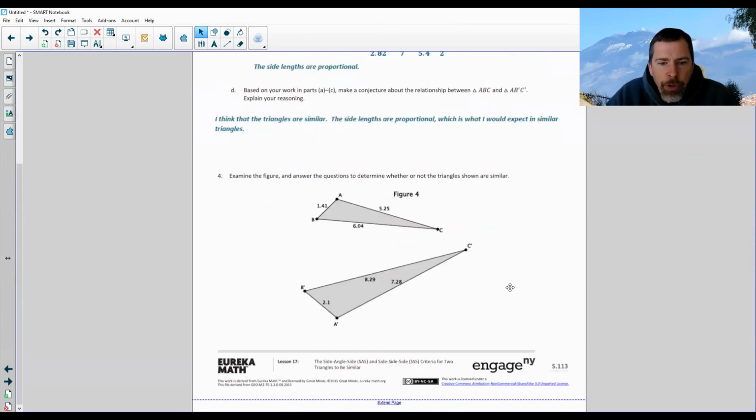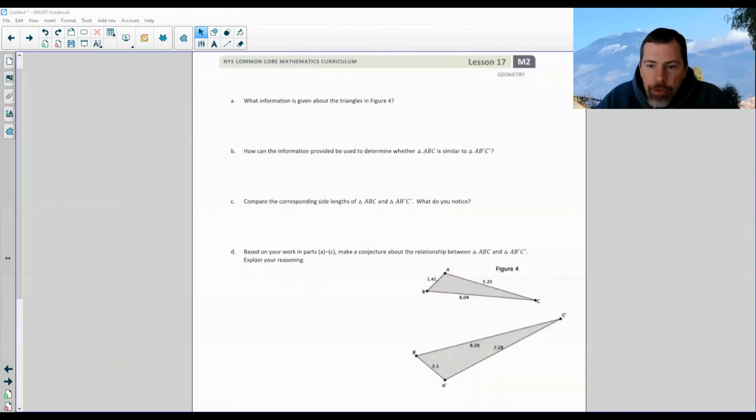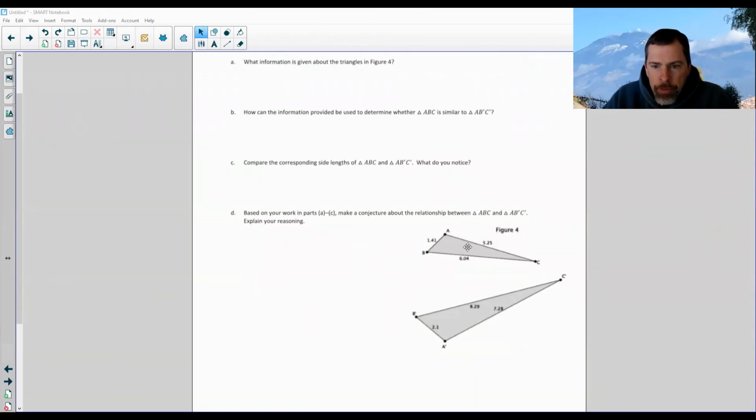Okay, so number 4, moving along, example in the figure. Examine the figure and answer the question to determine whether or not the triangles shown are similar. Okay, so again, I'll do it in the right order this time. So it's going to be questions like this on the next page. So here's the figure. I will copy it and bring it over to the new page. Okay, so I brought the figure over here to the new page. Let's scroll up a little. So this is the figure we're going to use for these questions.